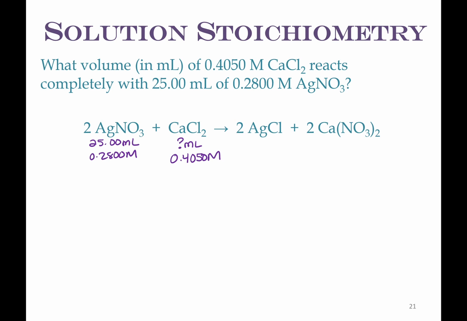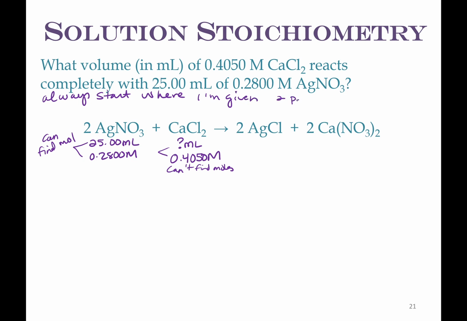So this is a little bit more confusing because we're not asked about grams. But we always start where we have the information to find moles. But I can't find moles here. Can't find moles. But here I can find moles because I have 2 pieces of information. So I need to start where I'm given enough information to find moles. So 2 pieces of information, it would need to be a molarity and a volume.